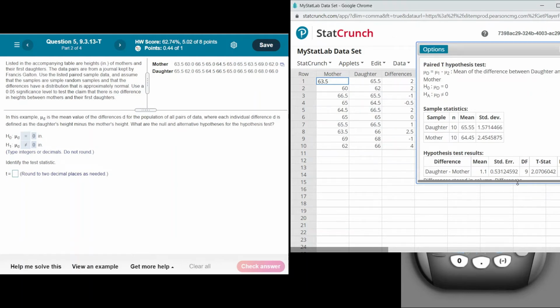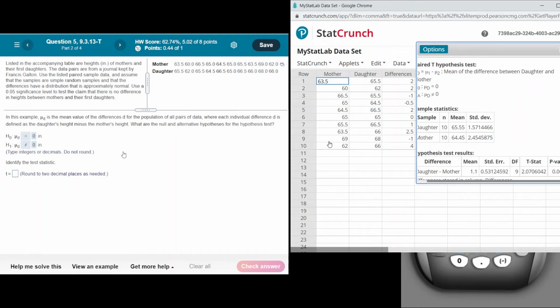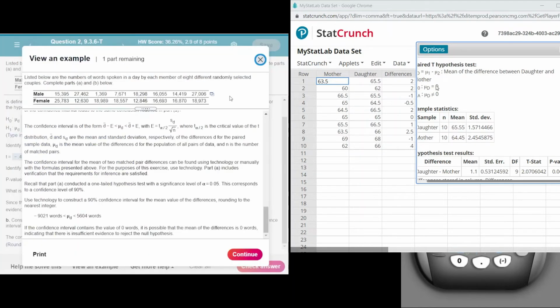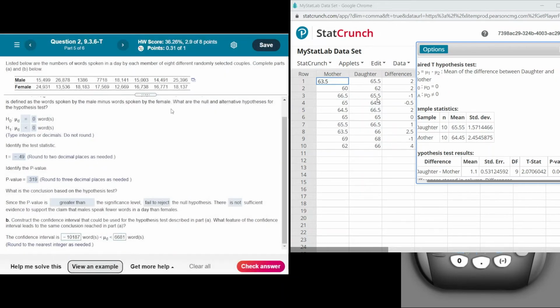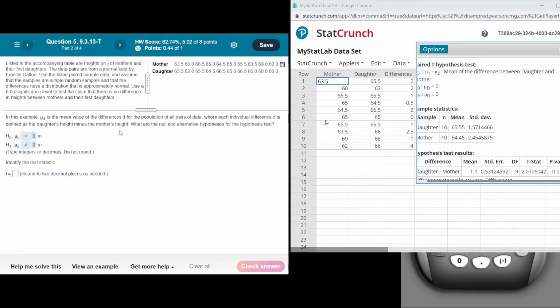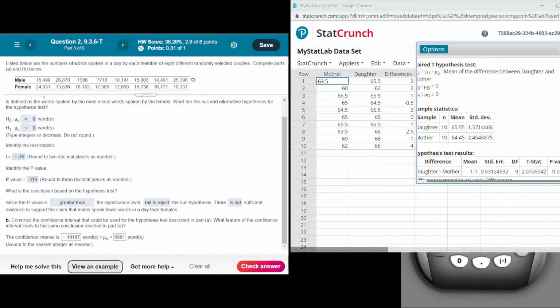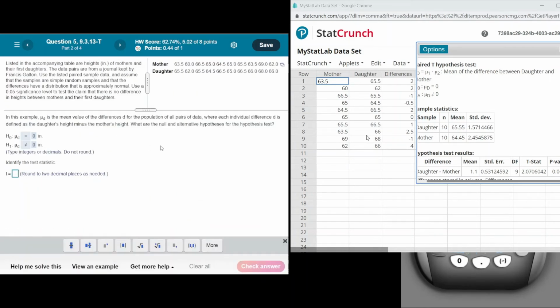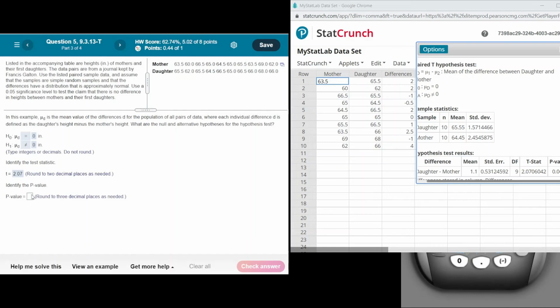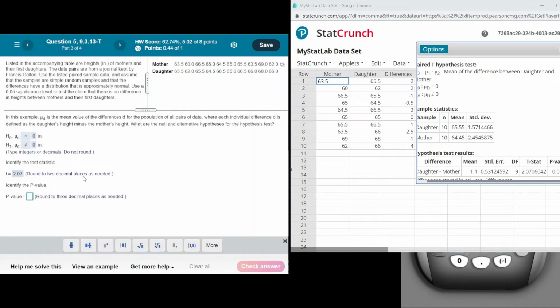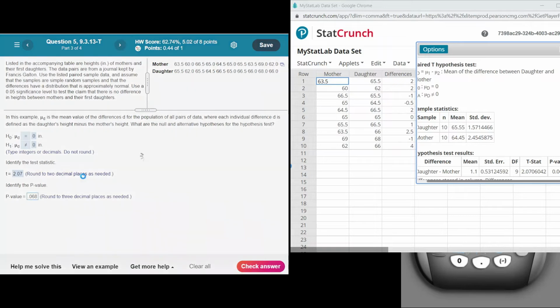We came here for the test statistic and the p-value. So let's see if this darn thing is going to work. Just like in the last video, I don't trust StatCrunch. I'm not familiar with it like that. Okay, test statistic. What is our test statistic? 2.07. 2 decimal places, yeah, 2.07. Oh, it worked. What do you know? P-value, 3 decimal places, 0.068. Will it work? It does.